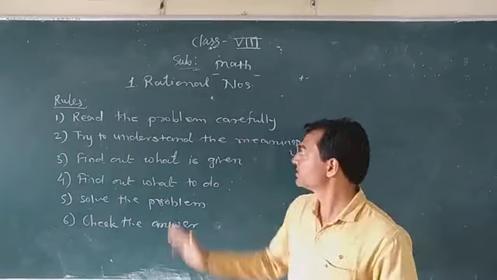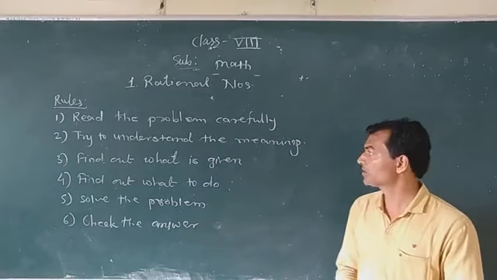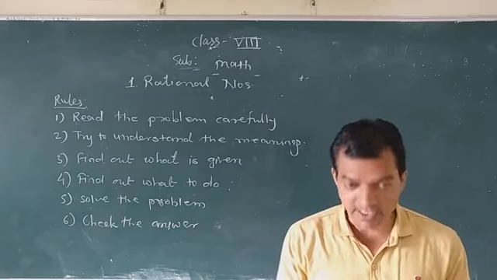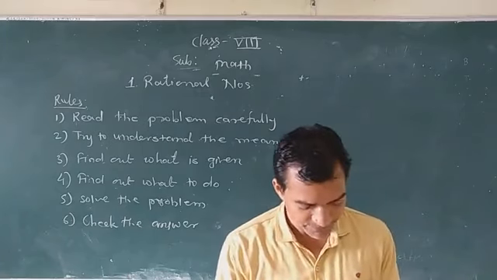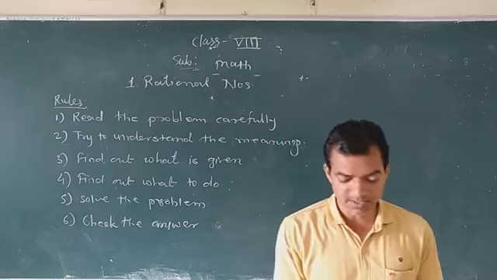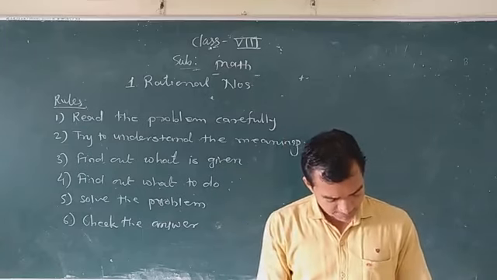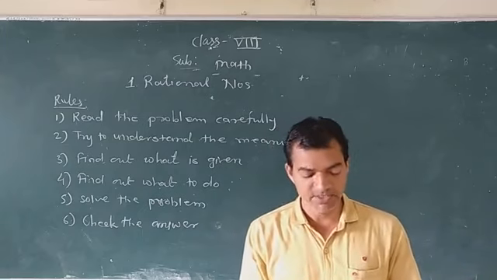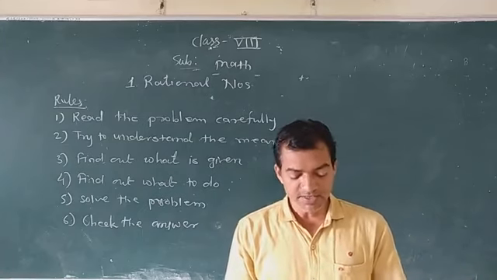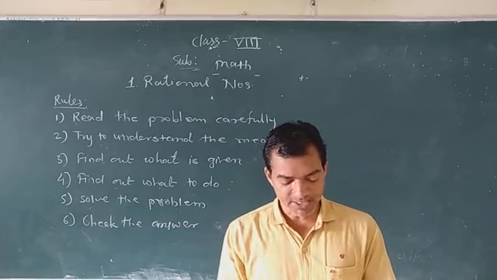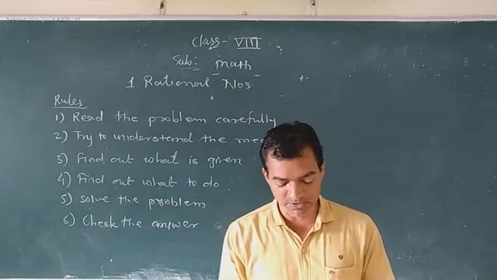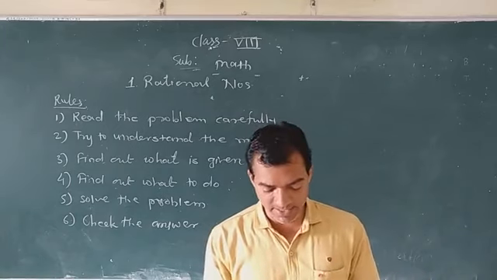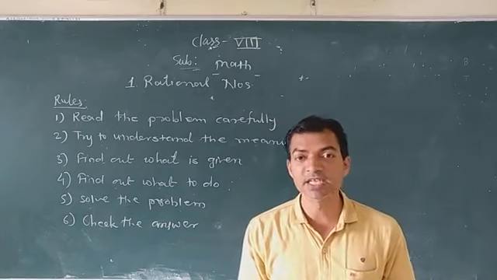Understood? So write down these rules in your copy and see here the exercise, real life application. First one, page number 26, exercise 1F, question 1. See here: a submarine, after traveling 100 kilometer from the shore, descended one integer 1 by 10 kilometer below the sea level.